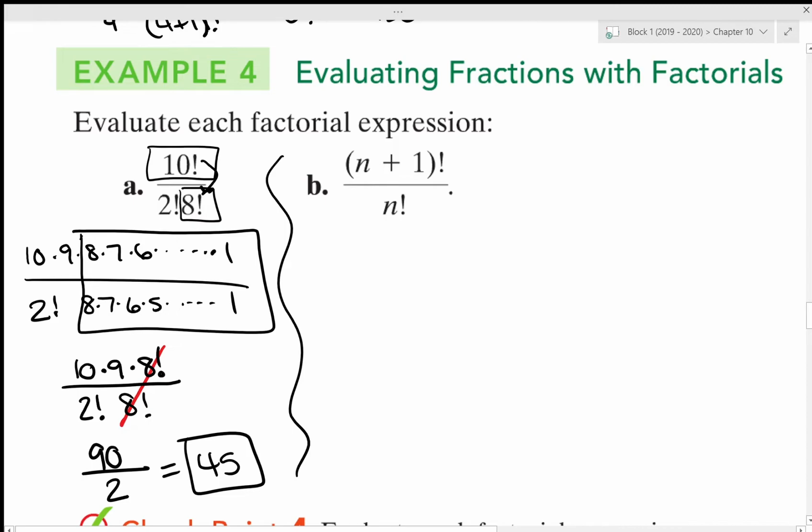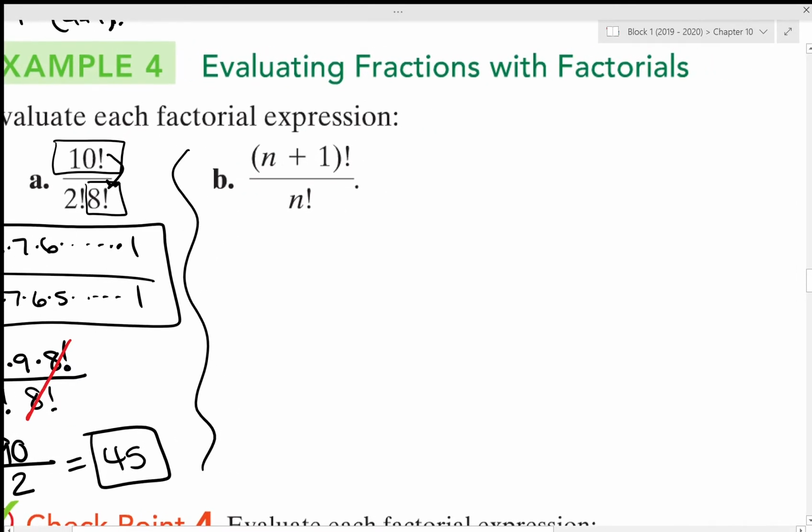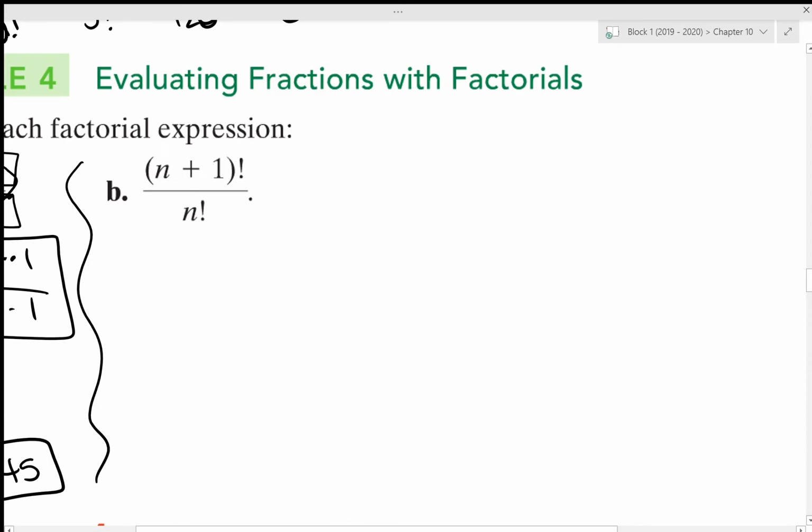Now, I bet you're looking at B and you're like, oh my goodness, how am I supposed to do this? Remember, this is kind of theory-wise. We have n plus 1 and n. What is different between these numbers? The only difference between them is 1 above. So I could still rewrite this the same way. This I could think of as n plus 1 times 1 less than that, which is n, and n minus 1 times n minus 2, and so on and so forth.